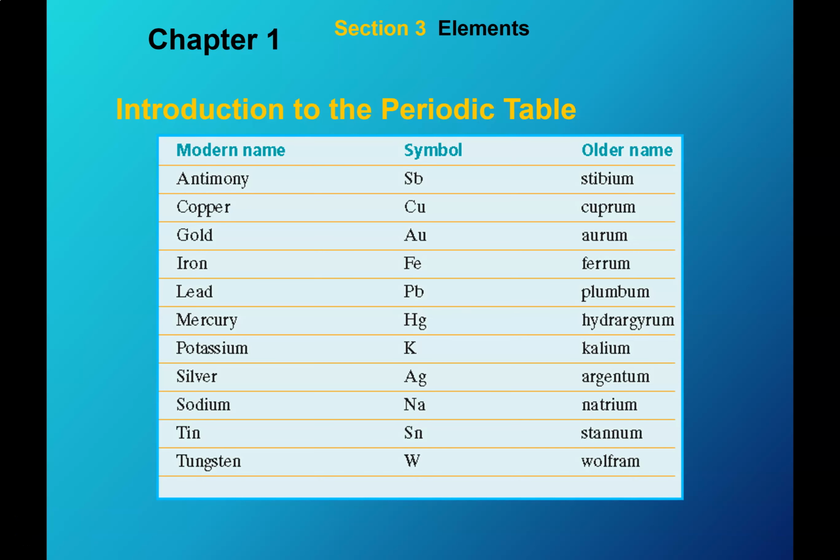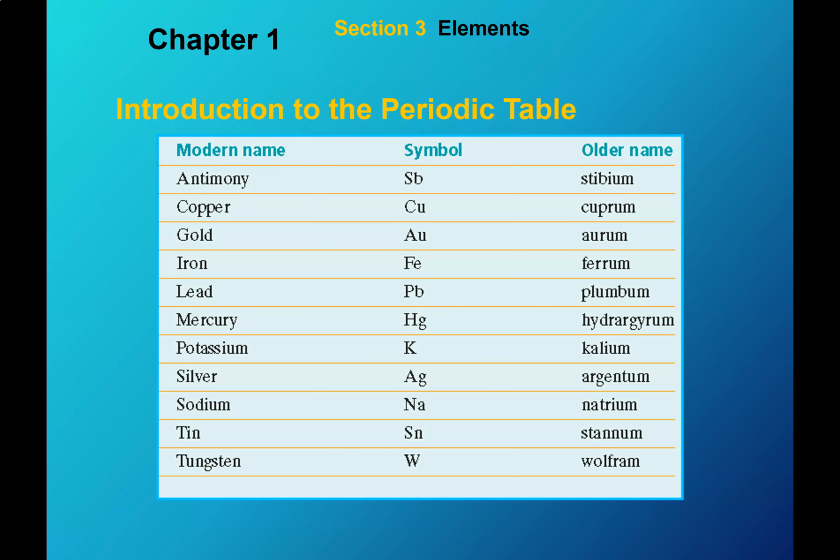Hi everybody. Okay, so this is going to be our chapter 1, section 3, final lecture video, an introduction to the periodic table. And here we see our first example of some different elements and their current modern names. Don't worry too much about the older names. Older names just kind of introduce you to how we got some of the names we currently have. They have changed over time.